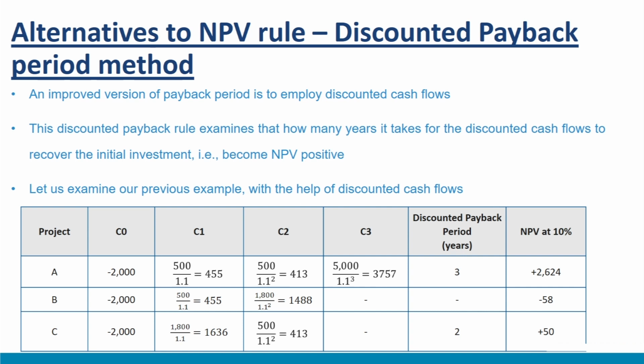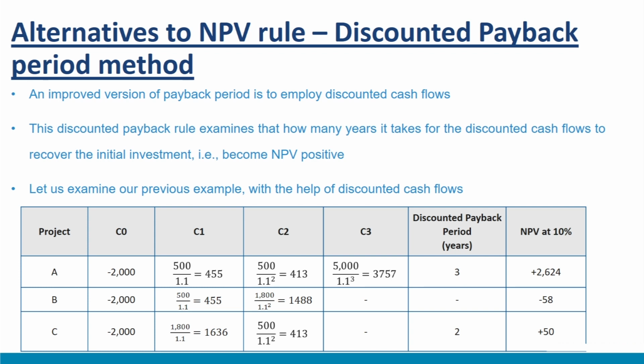An improved version of payback period is to employ discounted cash flows. Let us examine our previous example with the help of discounted cash flows. This discounted payback rule examines how many years it takes for the discounted cash flows to recover the initial investment, that is, net present value becomes positive. Unlike simple payback rule, this rule would not accept negative NPV projects. Still, it does not take account of good long-term projects such as A. Thus, this method can be considered as a warning signal to put a red flag where projects are showing very optimistic forecast in distant future.